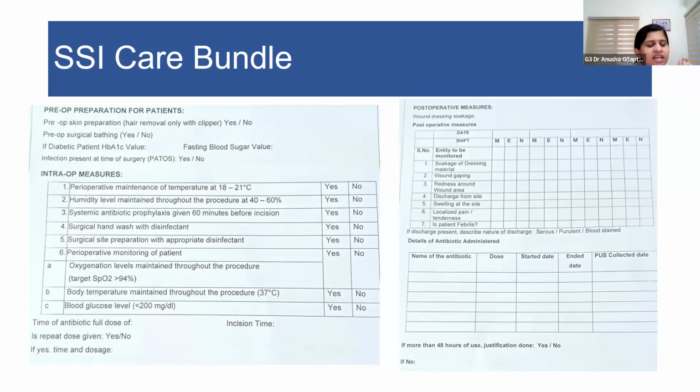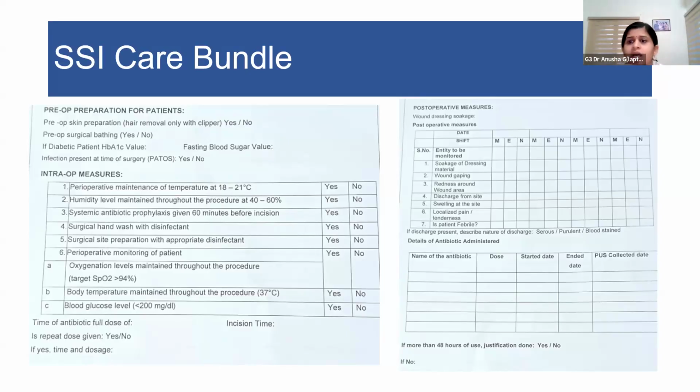And if a repeat dose of antibiotic is given, sometimes people have a lot of blood loss, or the duration of the surgery becomes very long. So in that case, what happens? A repeat dose of antibiotic is given. So in that case, you have to document the time of the repeat dose.